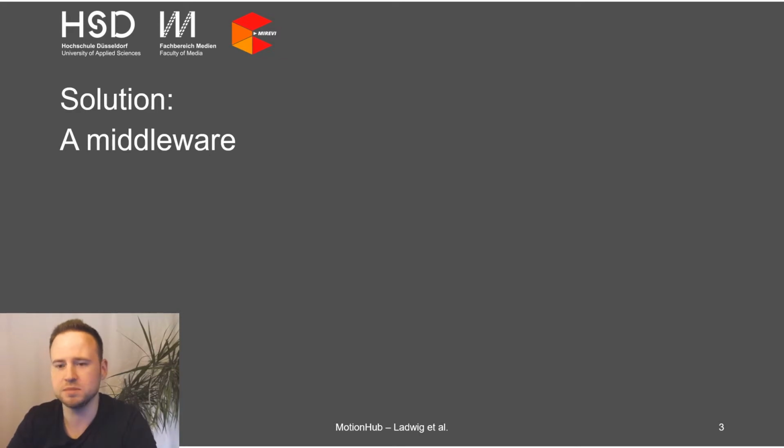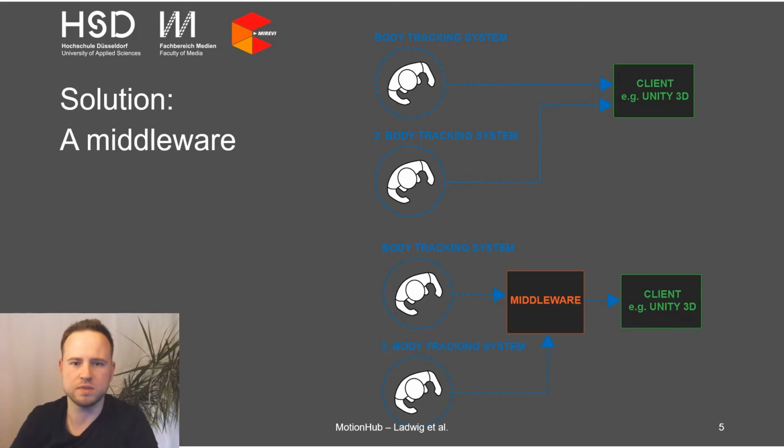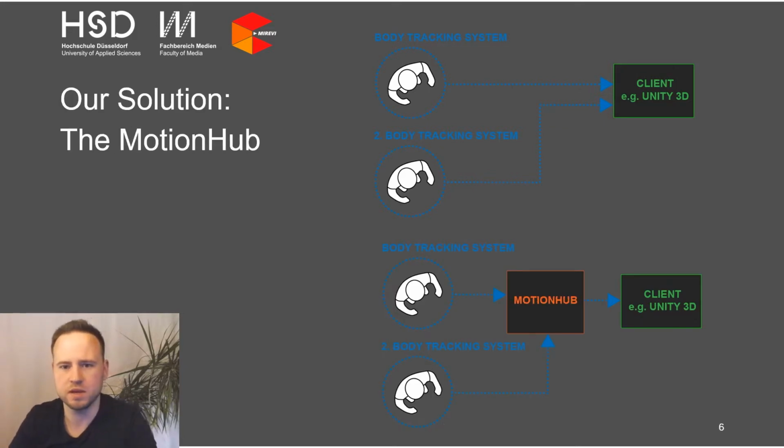But there's a quite simple solution for this, which saves time and brings many possibilities. Have a look at the traditional scenario. We have one BTS or maybe two BTS. These BTS stream data to the Unity game engine. If we use a middleware, this is located in between and receives the data of both BTS. And this middleware is our solution, MotionHub. With MotionHub, we are able to address the three points mentioned before.